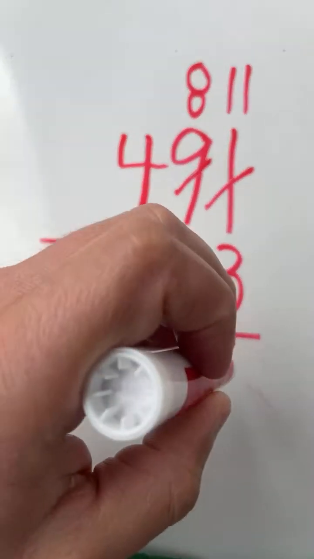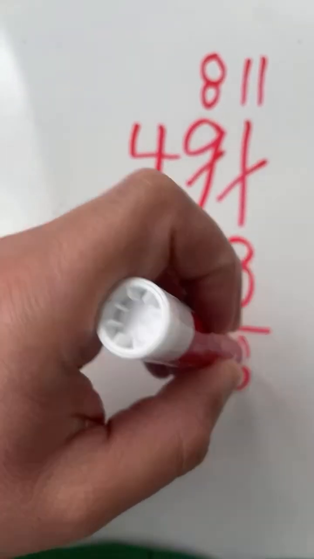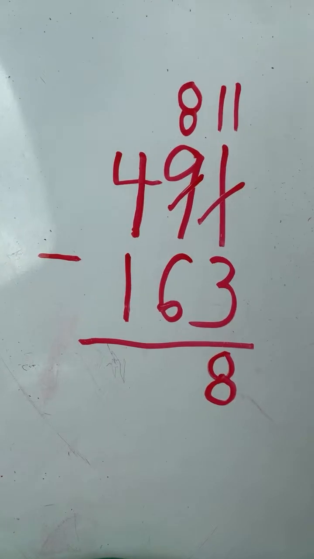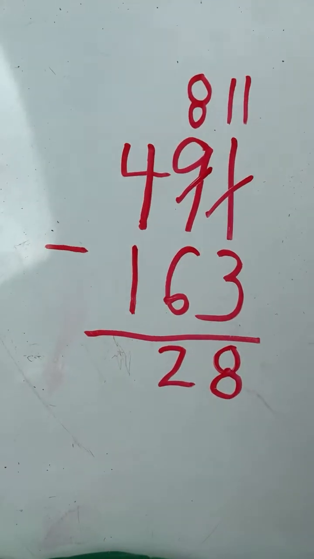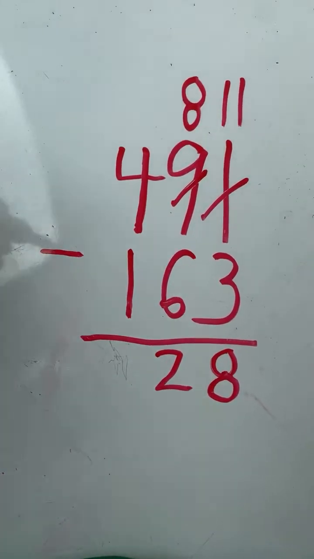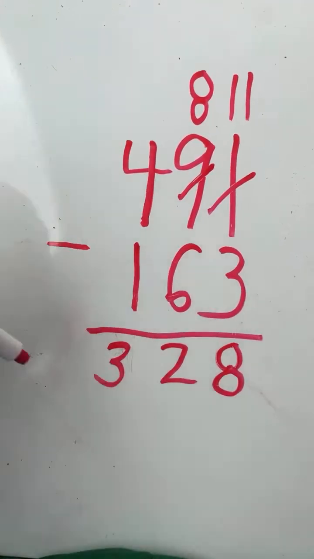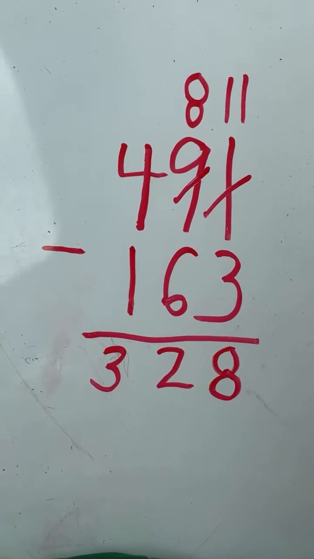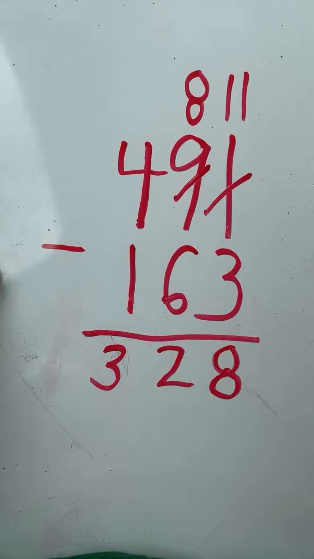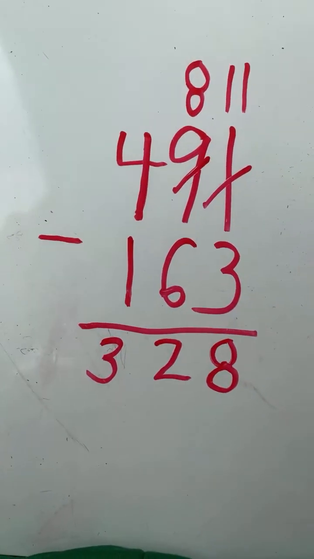11 minus 3 equals 8. 8 minus 6 equals 2. 4 minus 1 equals 3. And we have our final answer, 491 minus 163 equals 328.